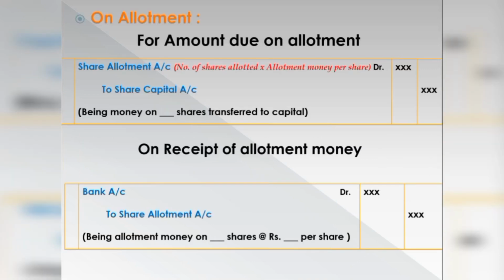Next, for the amount due on allotment, the journal entry will be: Share allotment account debit with the amount of number of shares allotted into allotment money per share, to Share capital account. The narration will be: being money received on particular shares transferred to capital. On receipt of allotment money, the journal entry will be: Bank account debit, to Share allotment account. The narration will be: being allotment money on particular shares at rupees dash per share received.